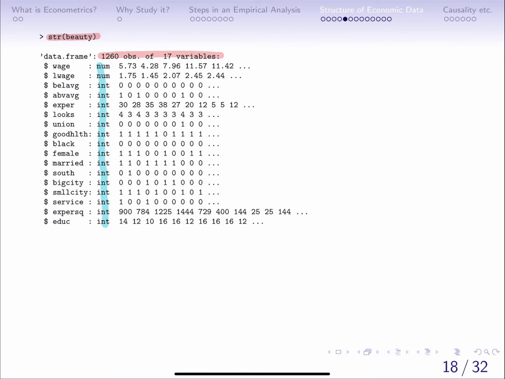Here you can see that perhaps the first person in our data set has an hourly wage of $5.73. Of course, this is an old data set, so these numbers are much lower. That first person has an hourly wage of $5.73. They scored 4 out of 5 on the looks scale. They were not a union member, so that's 0. If it was 1, then they would be in the union. They had good health, and it looks like that's also a 0 or 1. They are not black.